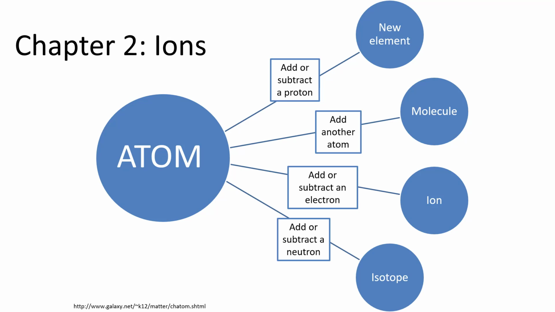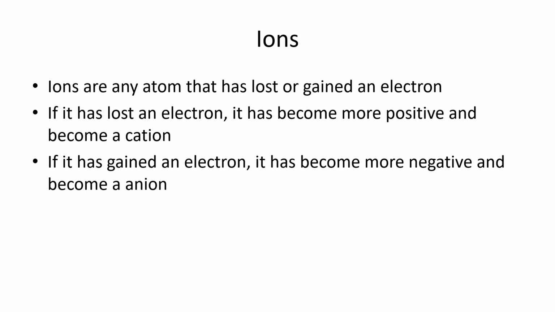But in today's lecture, we're going to focus on ions. Ions focus on the subatomic particle of the electron. As you add or subtract an electron, you're either adding negative charge or taking away negative charge. If an ion has lost an electron, it has become more positive, and that's called a cation. If an ion has gained an electron, then it's gaining a negative particle, so it's becoming negative, and that is called an anion.